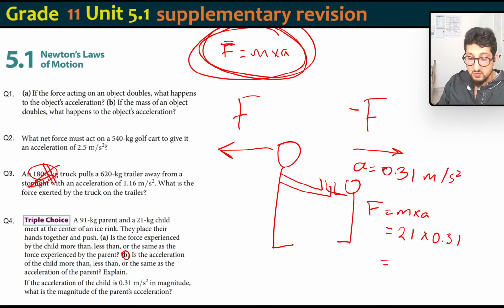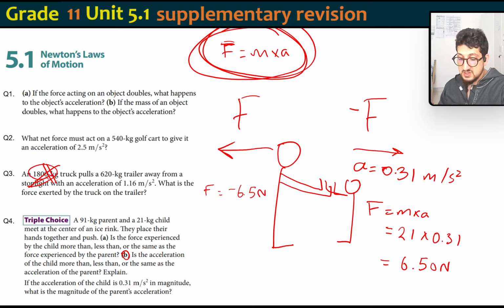That means that the force acting on the child is going to be 21 times 0.31, which is equal to 6.51 newtons. Okay? And since we are working with two significant figures, it's going to be 6.5 newtons. Now that's going to be the same as the father. So the father's force is also going to be 6.5 newtons, except I'm going to write it as negative 6.5 newtons because they're in the opposite directions. It doesn't matter which one is negative, which one's positive, as long as they are opposite each other. If one is negative, the other is positive. If one is positive, the other is negative. Okay, it doesn't matter.